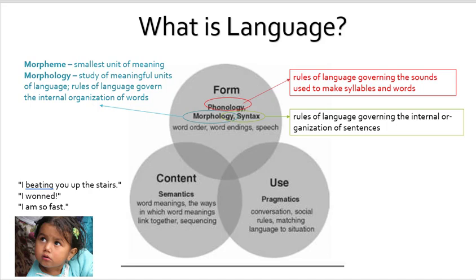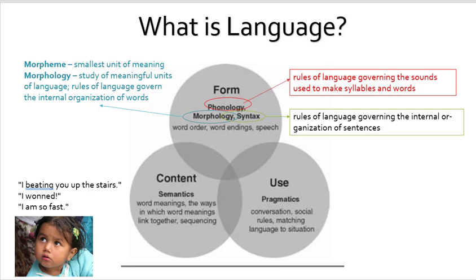So our three main components of language are form, content, use. We can break form down further into phonology, the sound, morphology, the meaning, and syntax, the grammar or structure. We can break content down by thinking of meaning or semantics. And use, we can break that down by thinking of pragmatics. These are the rules that govern social use of language.